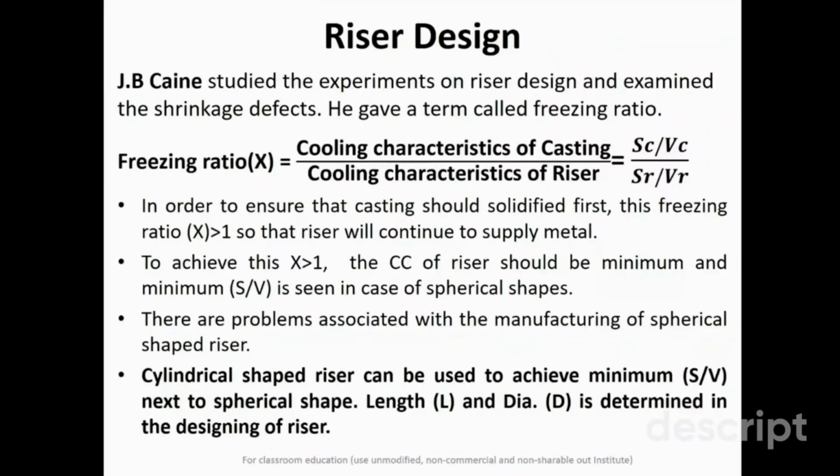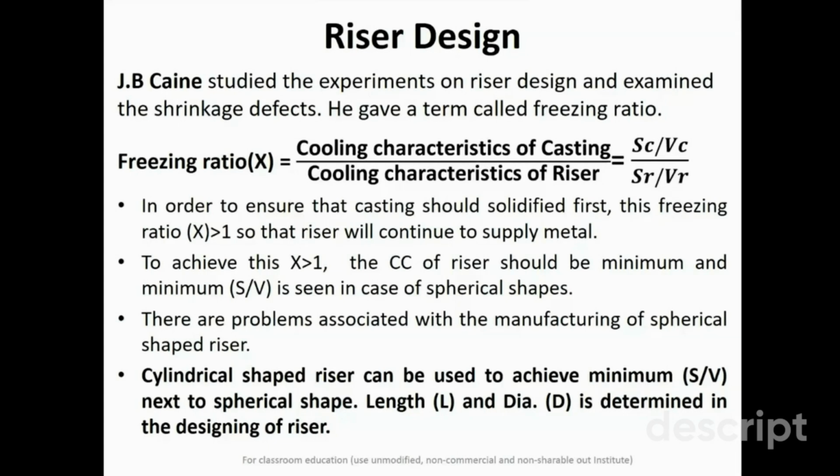Another method of designing the riser is the Caine method. There was a professor named J.B. Caine, and he conducted several experiments on a particular metal for riser design. He examined the shrinkage defects, and he gave a very important term called the freezing ratio. This freezing ratio is equal to the cooling characteristic of the casting to the cooling characteristic of the riser.